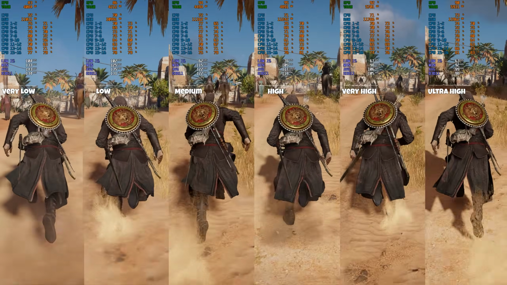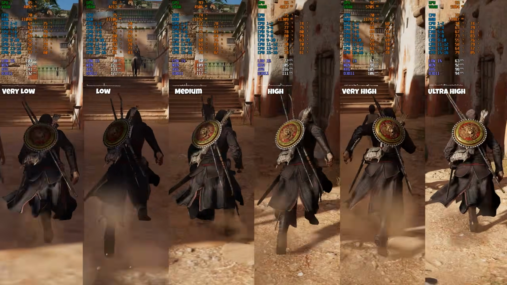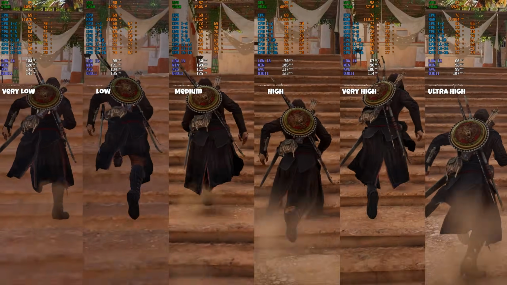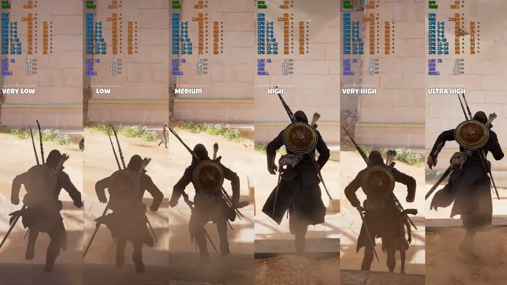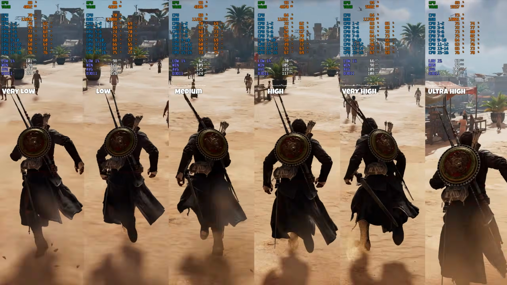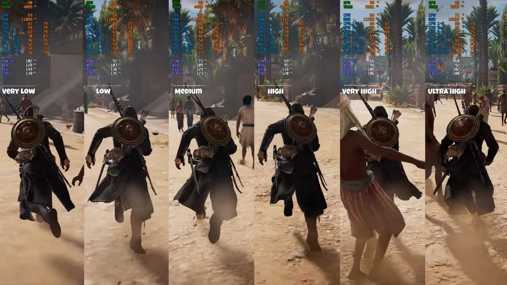Another thing that is very noticeable would be the very low and low setting. Their 1% lows are significantly better than medium, high, very high, and ultra. So there could be something going on there that causes some issues. But all of them seem to be swapping between getting GPU limited and CPU limited, even on very low settings.